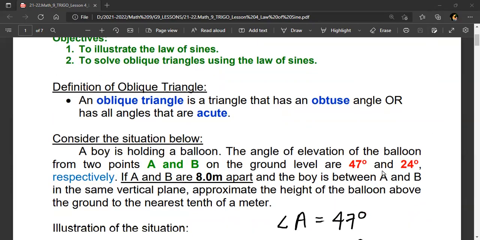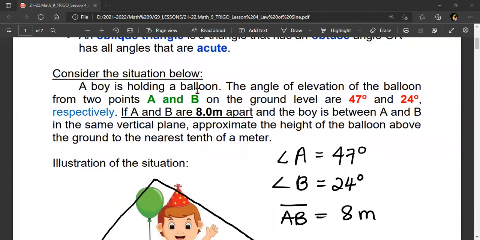Now, let us consider a situation below. A boy is holding a balloon. The angles of elevation of the balloon from two points A and B on the ground level are 47 degrees and 24 degrees, respectively. When we say respectively, the 47 degrees and 24 degrees are at point A and point B. If points A and B are 8 meters apart, and the boy is between A and B in the same vertical plane, approximate the height of the balloon above the ground to the nearest tenth of a meter.